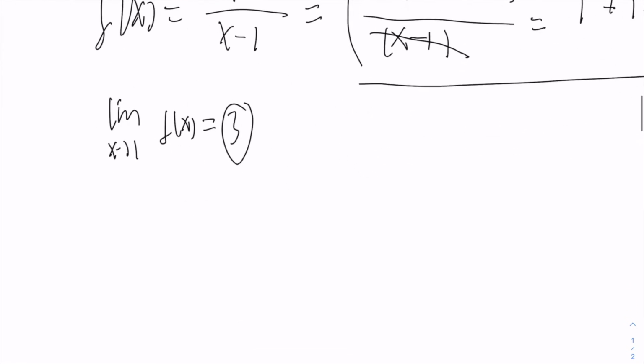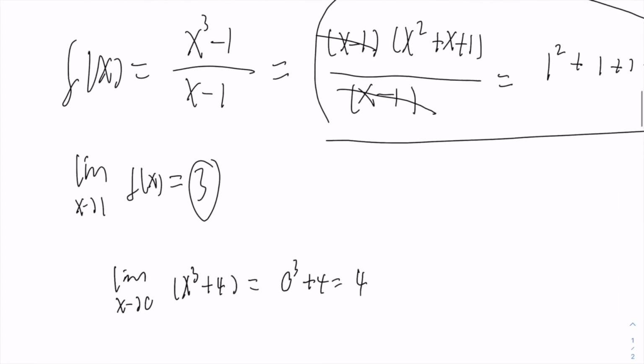And for another example, I'll give you an easy one: x squared plus 4. Sometimes you can just substitute the value in it. So it's just going to be 0 cubed plus 4, which is equal to 4. You don't need to do this cancel out stuff there.